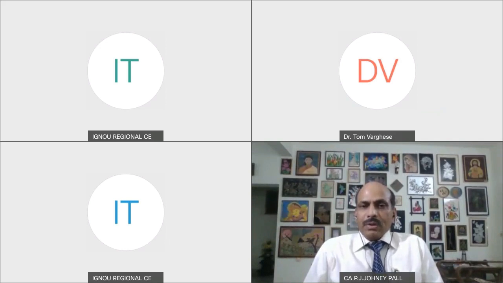Therefore, let me start with the asset side of the balance sheet. In the asset side of the balance sheet, we have fixed assets. We have current assets. We have loans and advances. So let us start with the fixed assets.